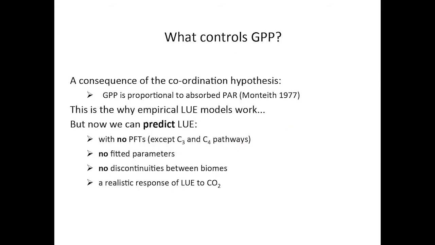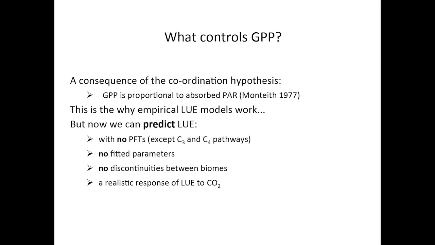So we can go further and ask what controls GPP. Now, again, this is something we've known about for a long time. Empirically, GPP is proportional to absorbed PAR. You can argue that that is why empirical light use efficiency models, which are very widely used, for example, to derive GPP from satellite data, work because of this, but the point is this is a consequence of the coordination hypothesis.